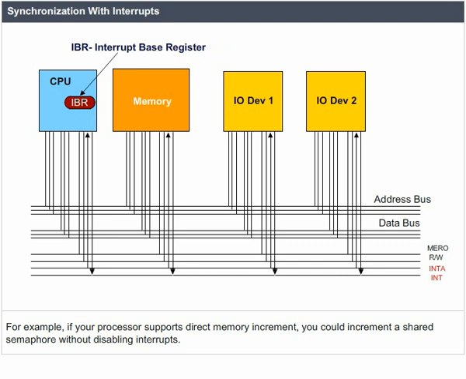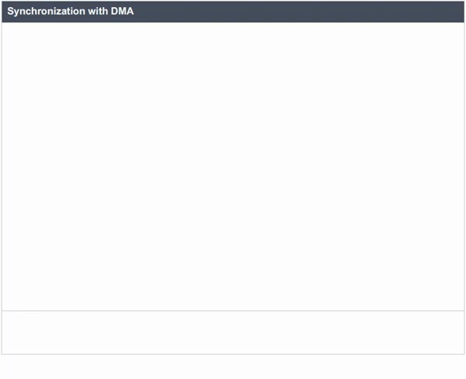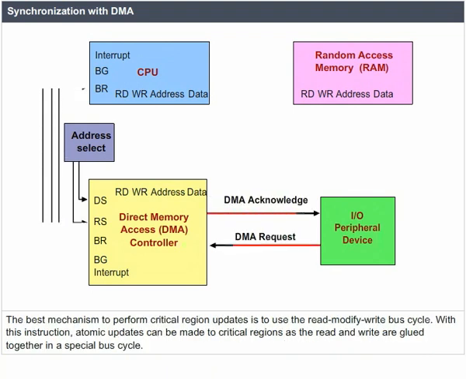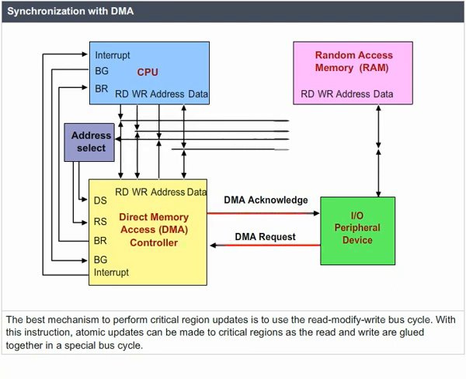Synchronization with DMA. Sharing data structures with a DMA device is tricky. The processor can initiate a DMA operation at a bus cycle boundary. This means that a new DMA operation can be started in the middle of an instruction execution. Keep in mind that an instruction execution involves multiple bus cycles. The best mechanism to perform critical region updates is to use a read, modify, write bus cycle.